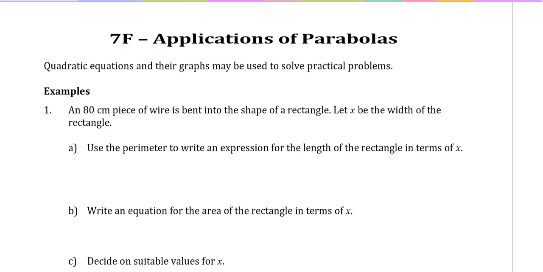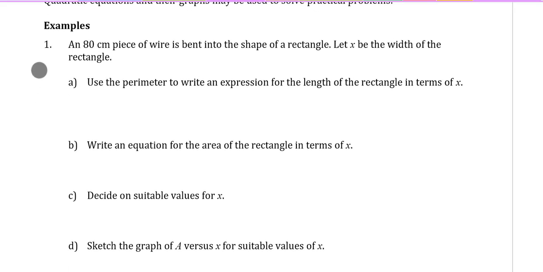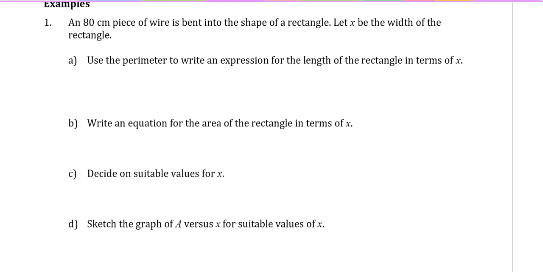So question number 1. We have an 80 centimetre piece of wire that is bent into the shape of a rectangle. Let X be the width of the rectangle. So I'm going to draw that in here. I just like to have a little diagram. Here's my rectangle, and the width of that rectangle is X.